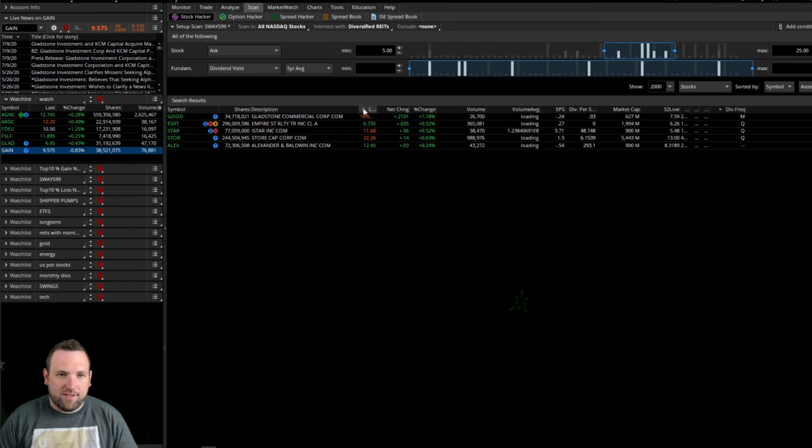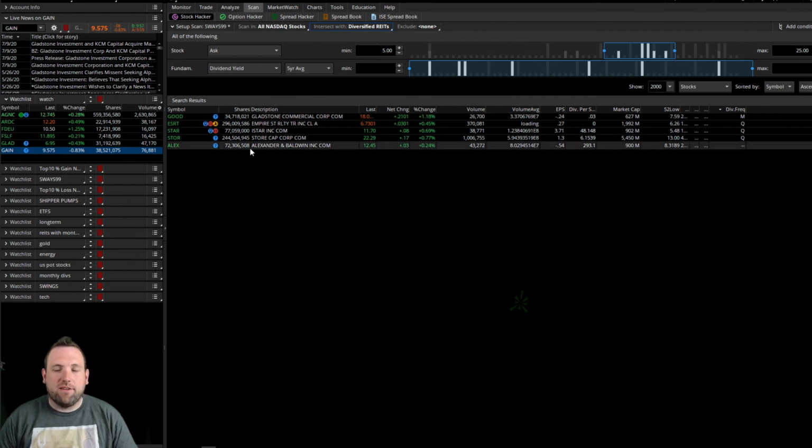So with this scanner, we're able to get a nice little list of stocks in this price range in diversified REITs. And we have this nice little list that we can go through to try to find some good dividend stocks. But yeah, that's pretty much all the scanners I use.